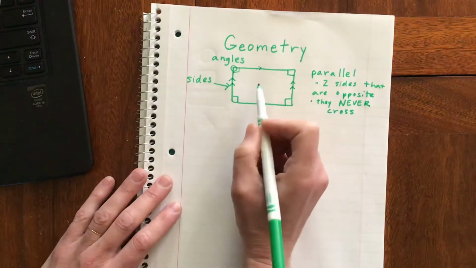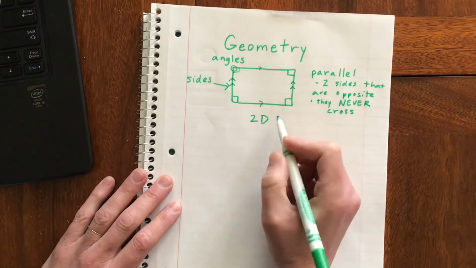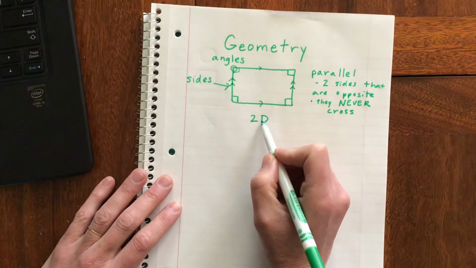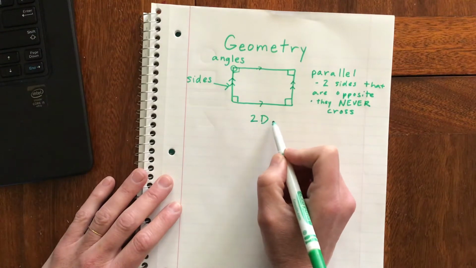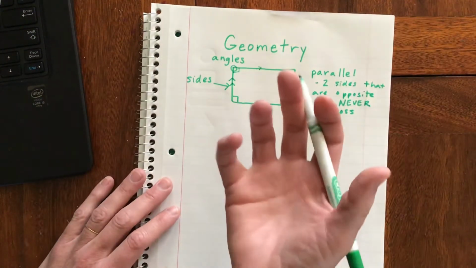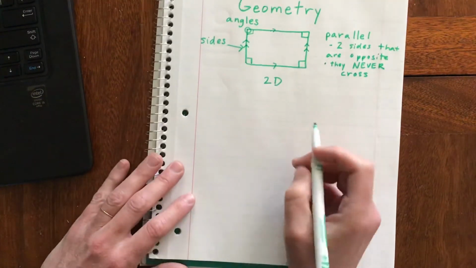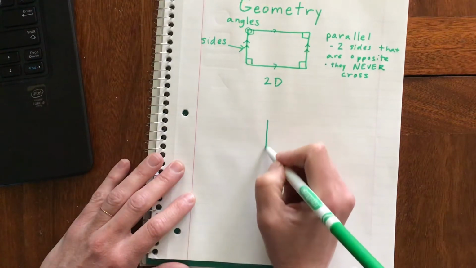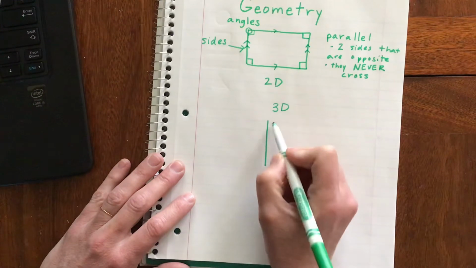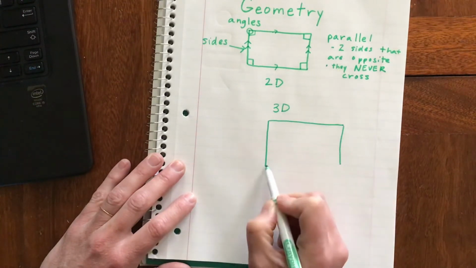All right, so this is an example of a 2D shape. Have any idea what the D stands for? 2D. It's two-dimensional. So 2D means it's a flat shape. It's not something that you could pick up and hold. It's just flat. But there are other shapes called 3D shapes, and they are ones that you could pick up and hold. So we're going to try and do this rectangle again.